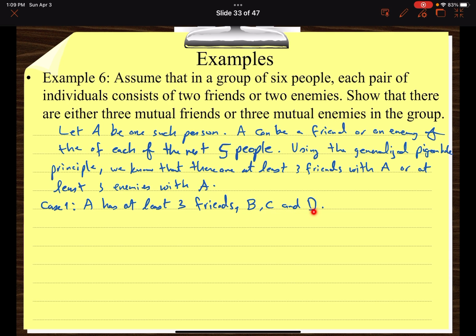What happens if one pair from B, C, and D are friends? All of them are friends. Three. Who are the 3? For example, without loss of generality, assume that B and C are friends.